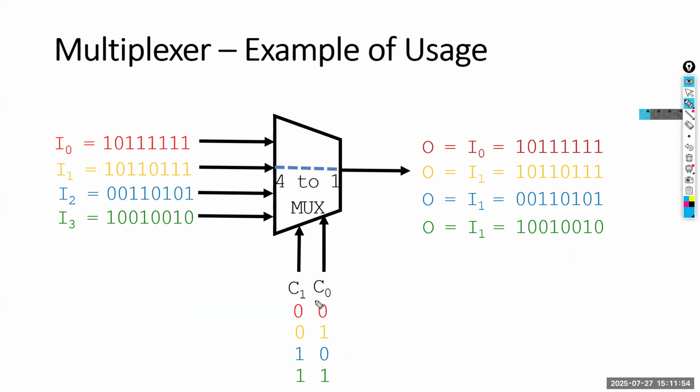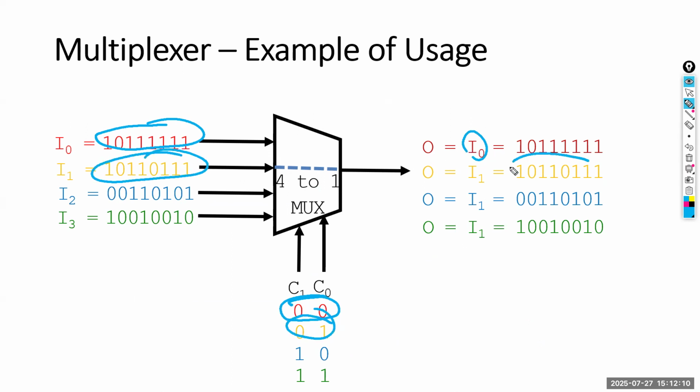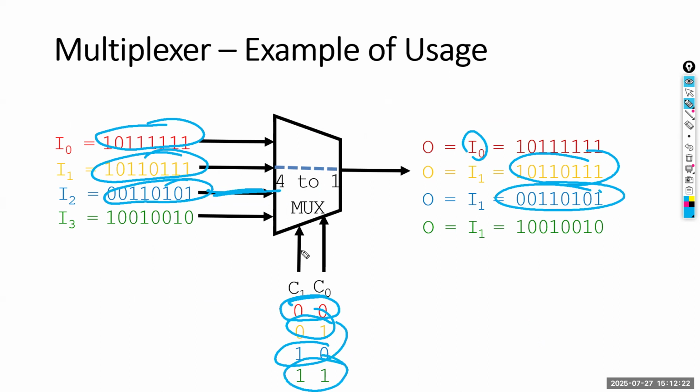Say when this is 00, this one is your output. So your output is now I0. When this is 01, your output is this input. When this is 10, your output is this line's input. When your control signals are 11, then this is your output.